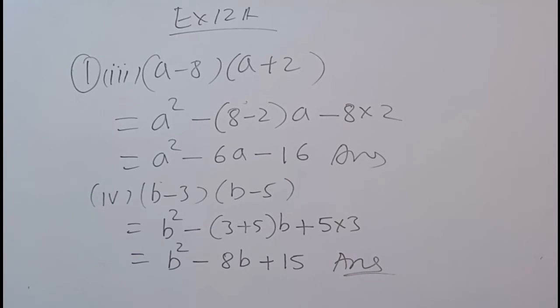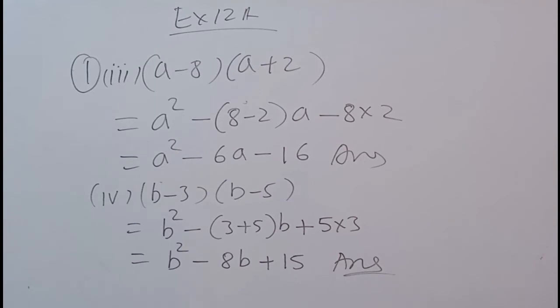Children, now I am taking question number 1, third part, that is (a − 8)(a + 2). So write down: we have a² + (−8 + 2)a − 8 × 2, so we have a² − 6a − 16. That is the product of (a − 8)(a + 2). We use the special product (x − a)(x + b) = x² − (a − b)x − ab. With the help of this special product, we get the product of (a − 8)(a + 2).